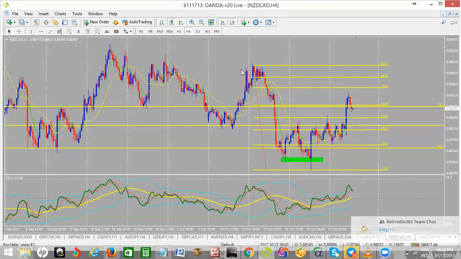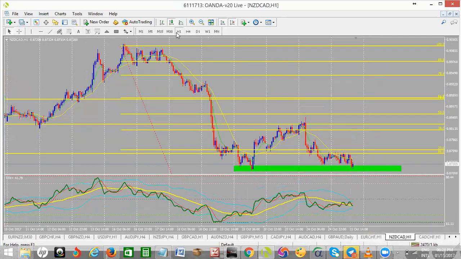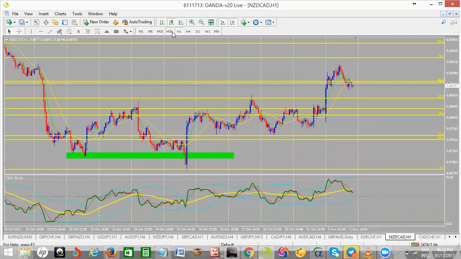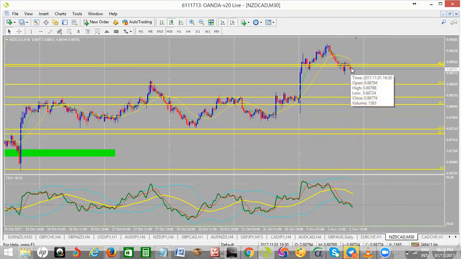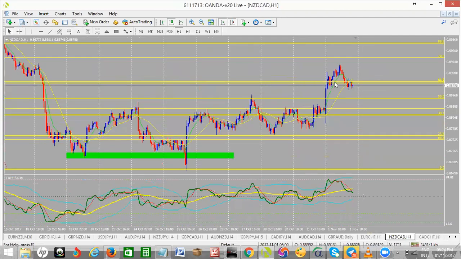No, you see this is 1.8, and if you go to the H1, we've got head and shoulders forming. Shoulder, no, it's not really clear here. Shoulder, head, shoulder.